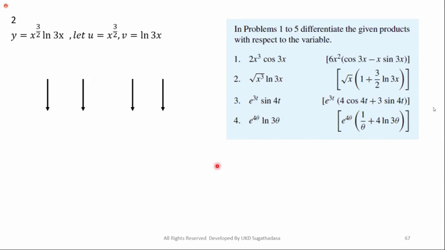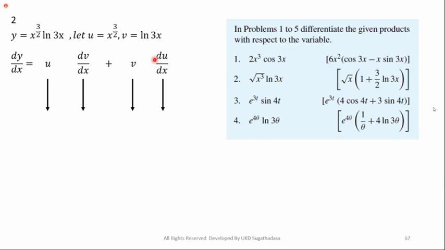This is question number 2. We have to write x to the power square root of x to the power 3, like this: x to the power 3 by 2 multiplied by ln 3x, that is the function. Then take x to the power 3 by 2 as u, and we take v as ln 3x.